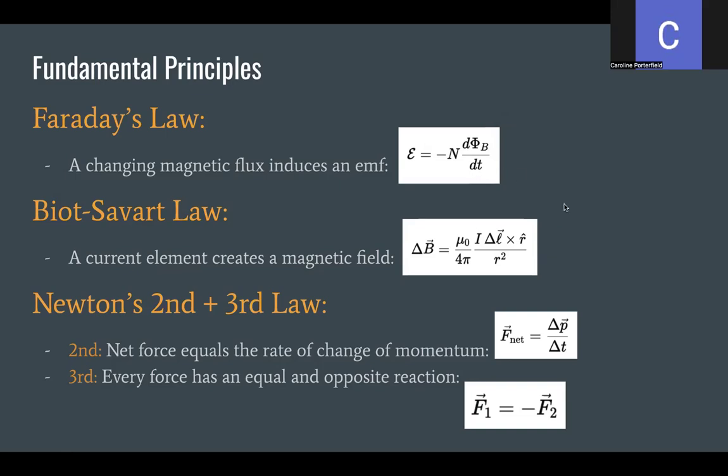Biot-Savart law is when any piece of wire carrying current creates a magnetic field around it. The size of this magnetic field depends on how strong the current is and how far away you are from the wire. The direction of the field follows the right-hand rule. dB is the magnetic field contribution, mu naught is the permeability constant, I is current, dL is the length element, r hat is the unit vector from wire to field point, and r is the distance from the segment.